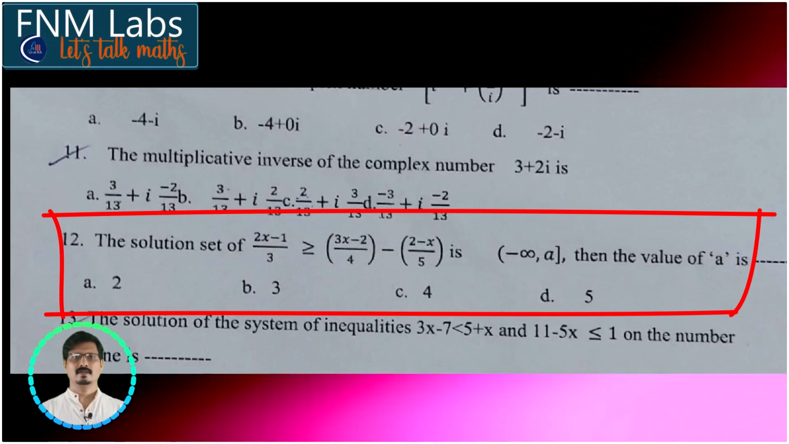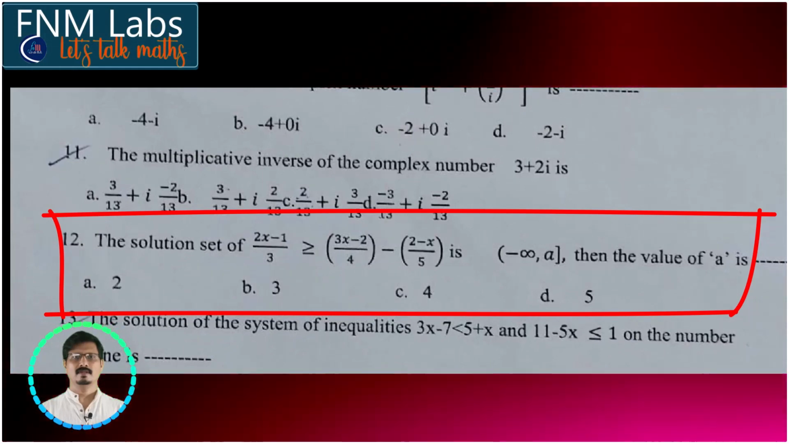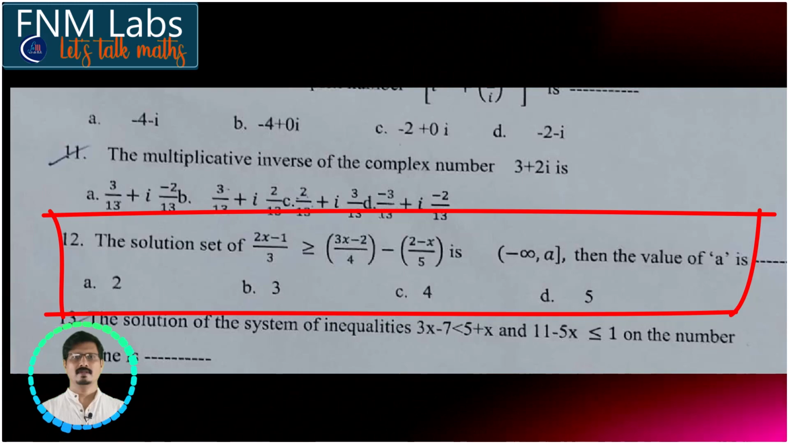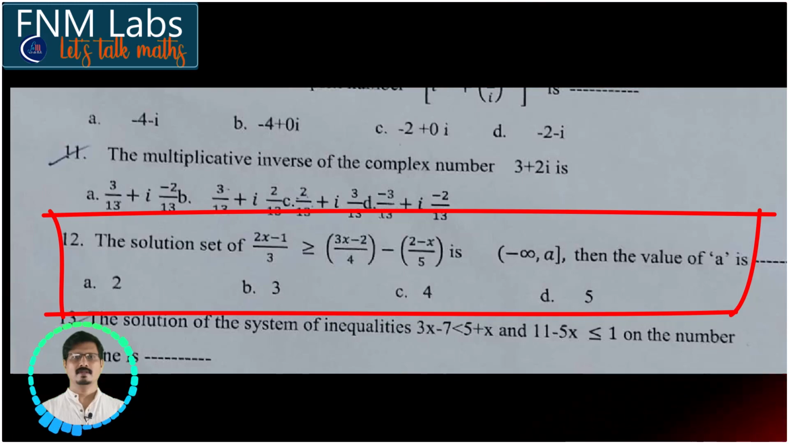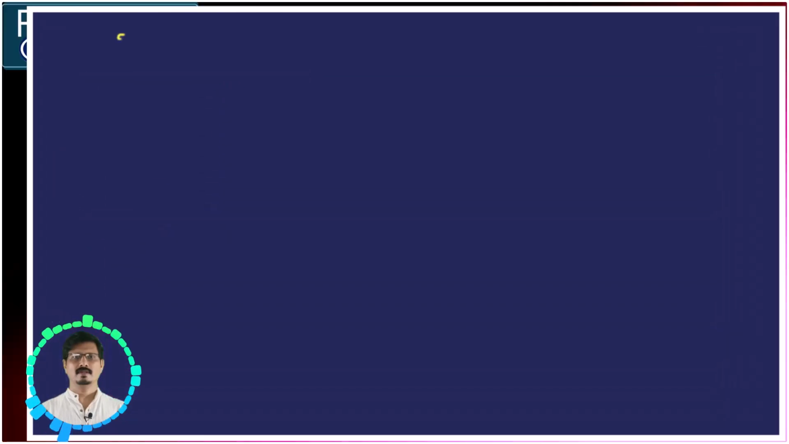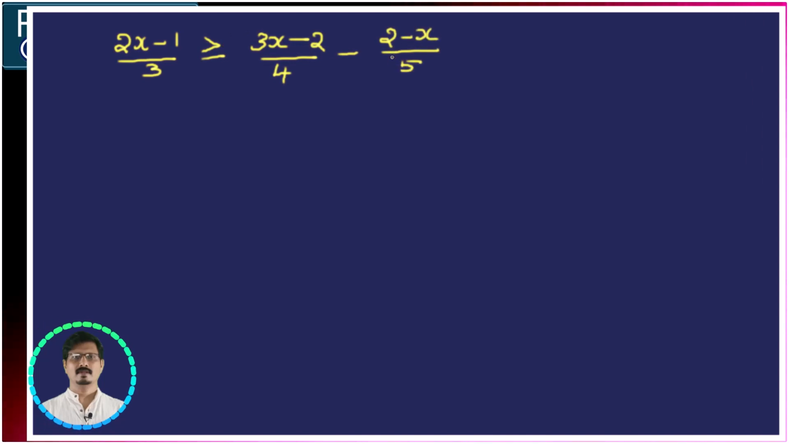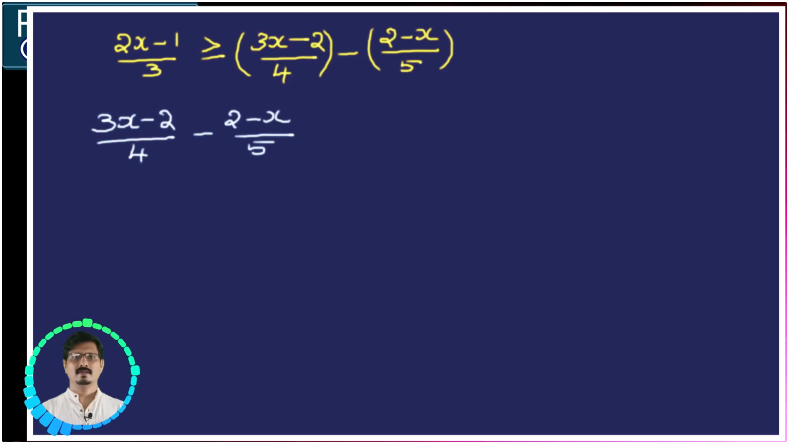Open interval minus infinity to a is the solution set of the inequality (2x minus 1) by 3 greater than or equal to (3x minus 2) by 4 minus (2 minus x) by 5. In that case, we need to find the value of a. Here we have a left hand side and a right hand side for the inequality. So we begin with the right hand side, (3x minus 2) by 4 minus (2 minus x) by 5.